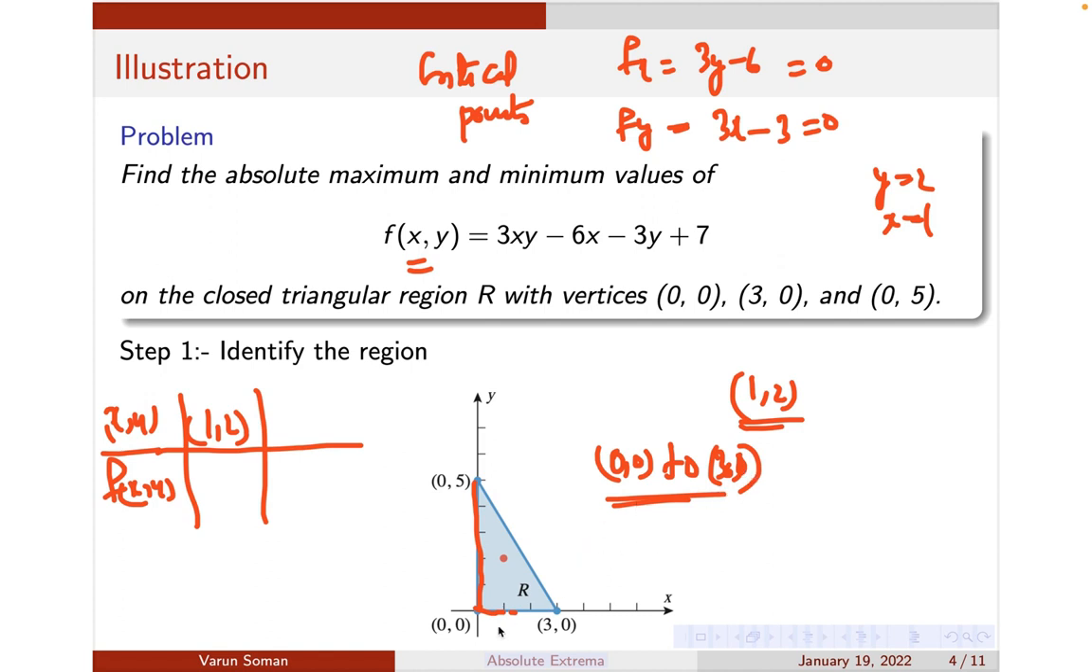What is the equation? Here, this is actually the x-axis. So the equation would simply be y is equal to 0. So the equation of that line segment is basically y is equal to 0. Or you can understand that y is equal to 0 happens in that line segment.